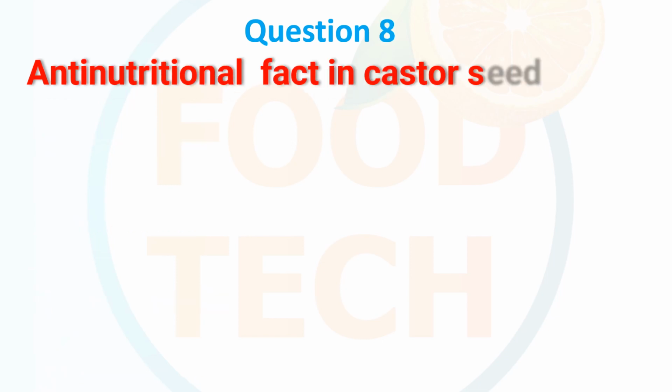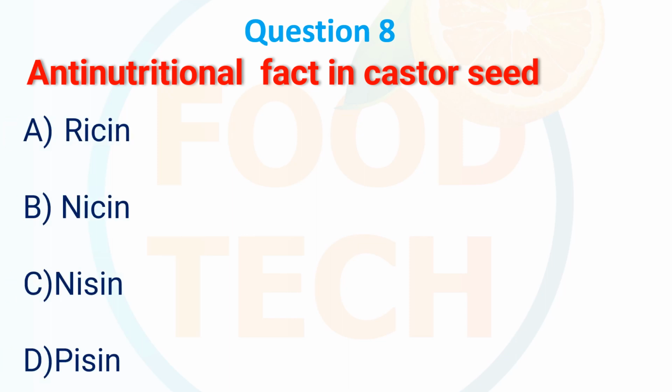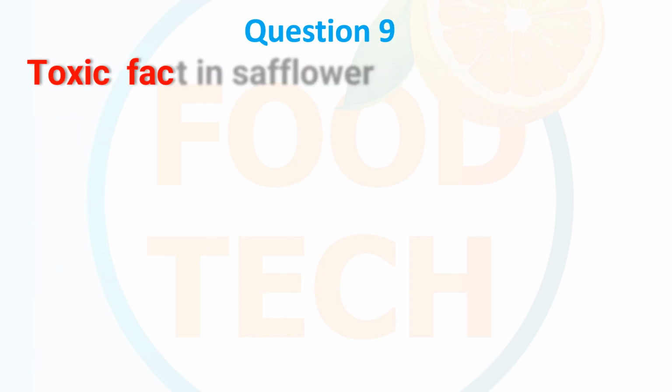Antinutritional factor in castor seed. A. Ricin. B. Niacin. C. Niacin. D. Pectin. The answer is A. Ricin.